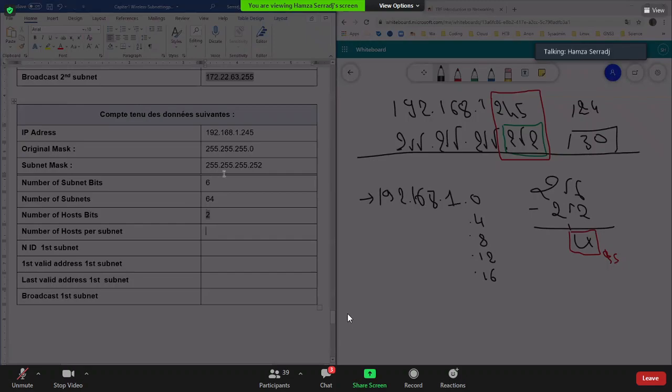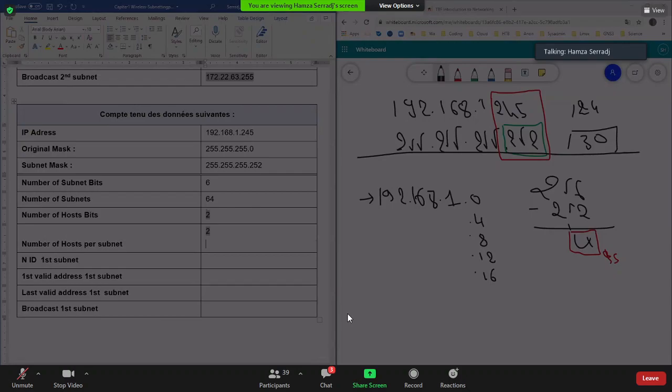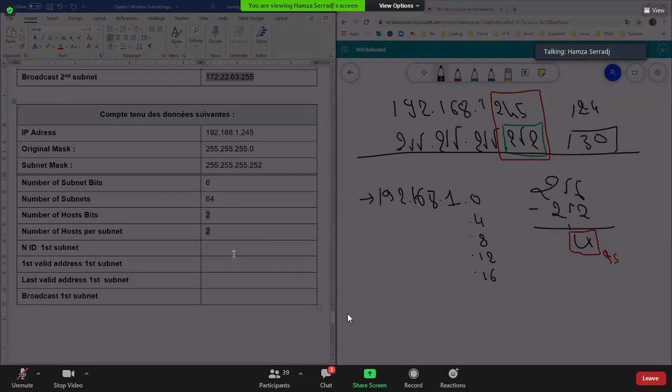Number of hosts per subnet. What is the formula? Number of hosts per subnet: 2 power 2 minus 2. Good. That's going to give me 2. So I have here a special network, right? This is a special subnet.